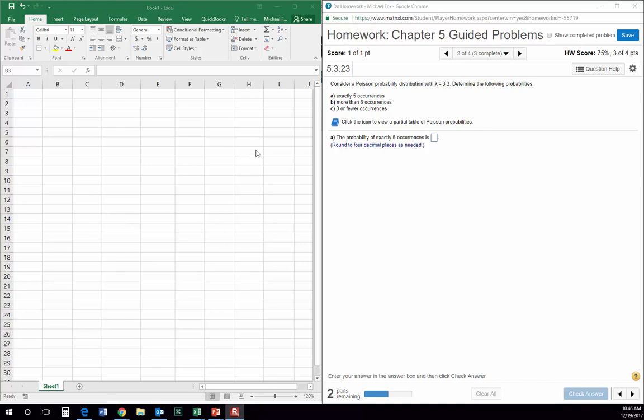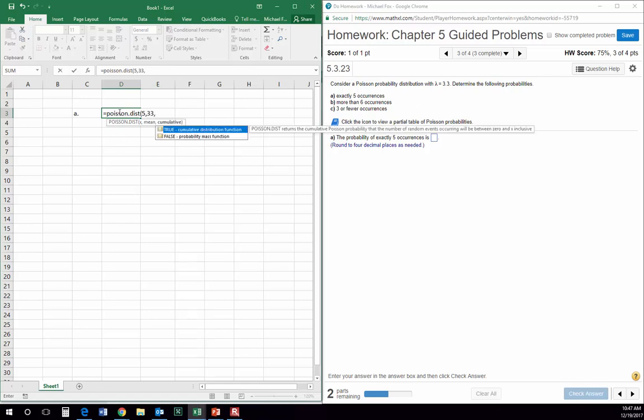Anyway, so consider the Poisson probability distribution with a lambda of 3.3. That's our mean. Determine the following probabilities. A is the probability that something is exactly 5 occurrences happening. So we're going to use the function equals Poisson.dist. That asks for x. In this case, x is 5 occurrences. Asks for the mean, which is 3.3.